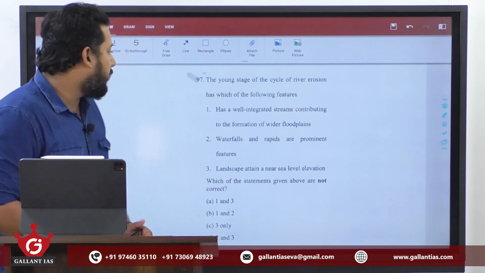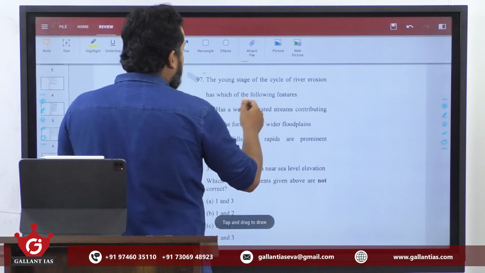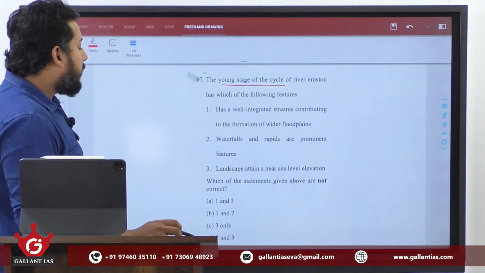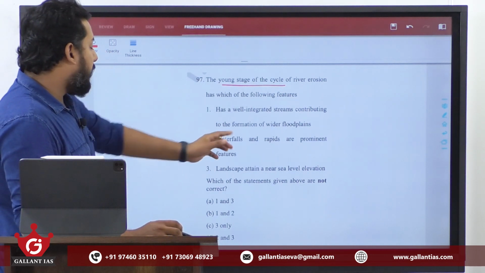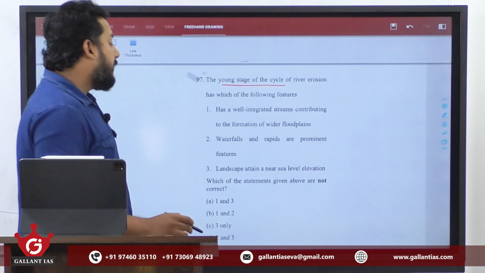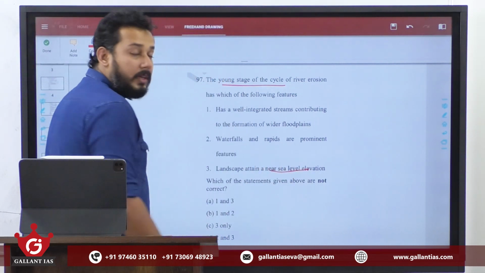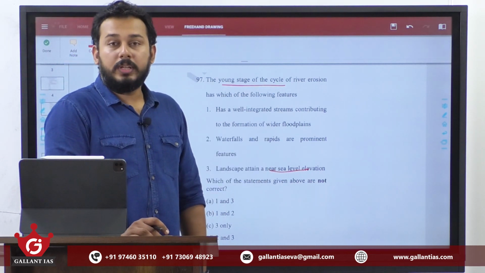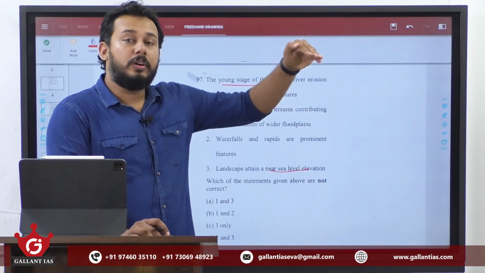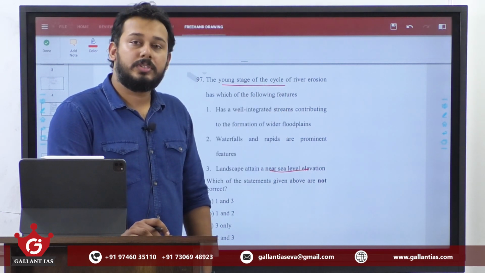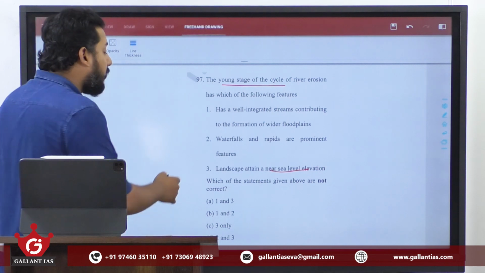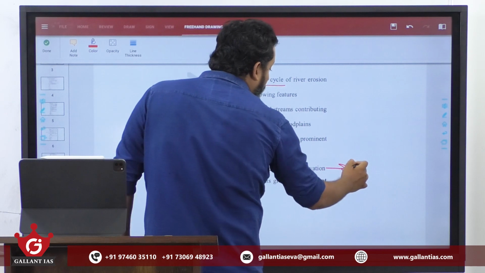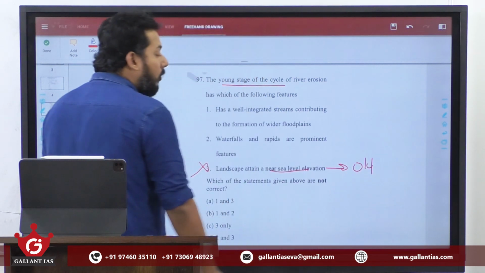So here the question is regarding the young stage of the river. Landscape attain a near sea level elevation. See the statement 3. Near sea level elevation. Young stage means the river is basically in its mountainous journey. In its mountainous journey means it is at greater altitude, not at near sea level elevation, which makes the third statement to be wrong straight away. If it is near sea elevation, it is basically the old stage of river. It's not the young stage, it is the old stage of river.